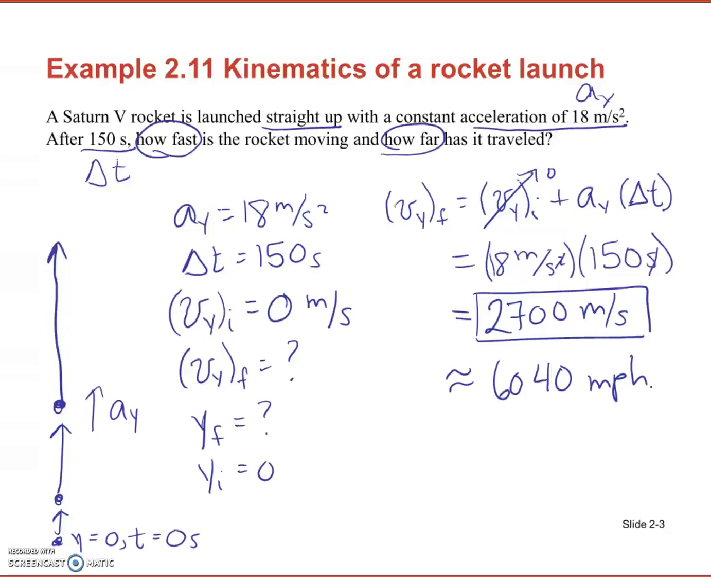Okay, I also want to know how far it's traveled, so I'm going to need some more room. Let's go to the next page.